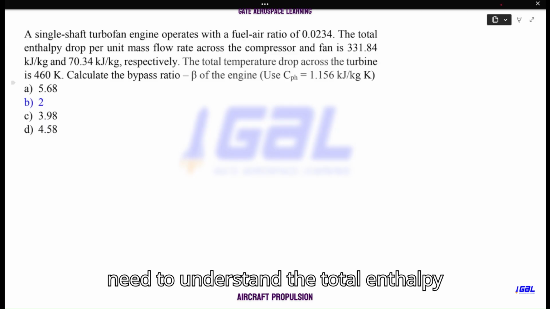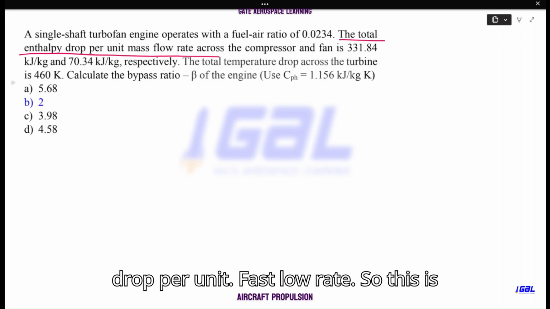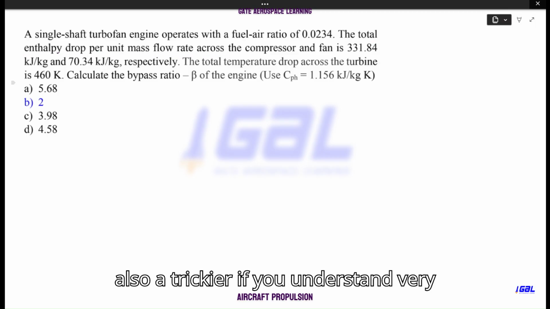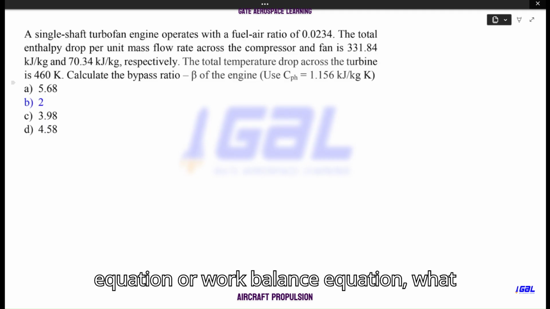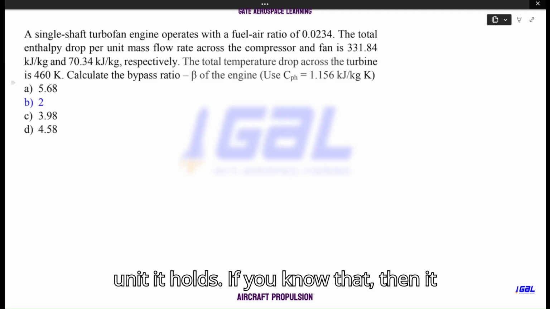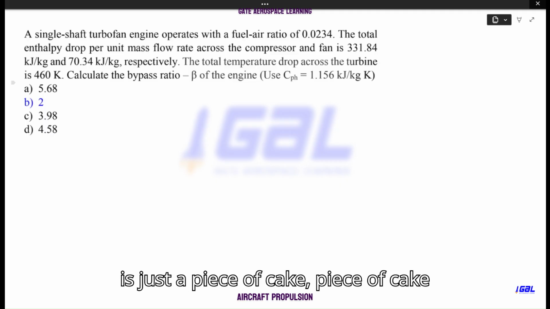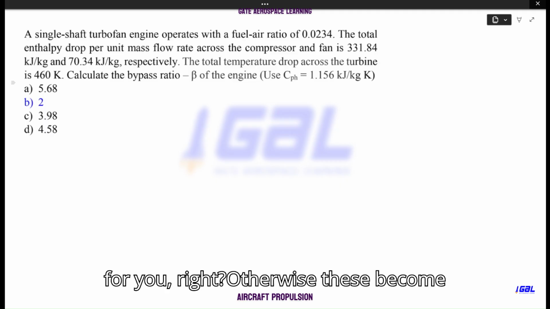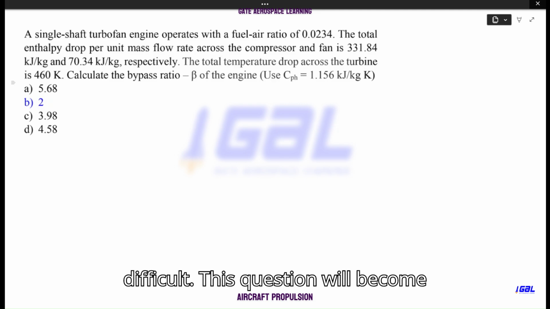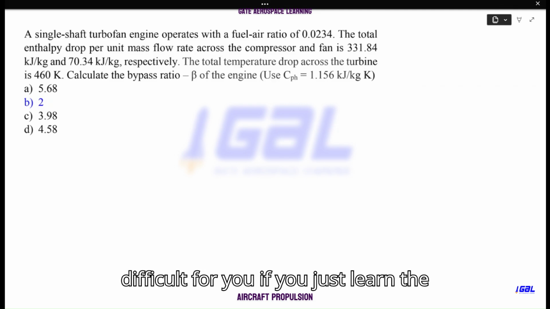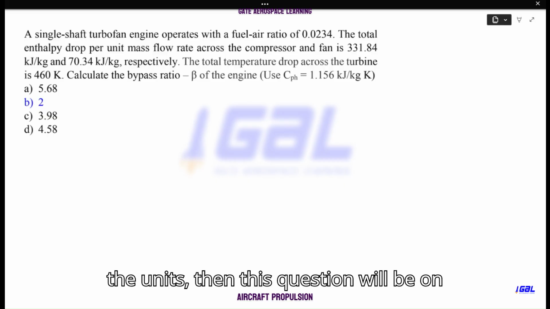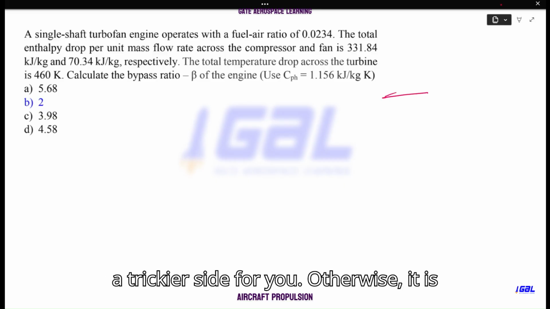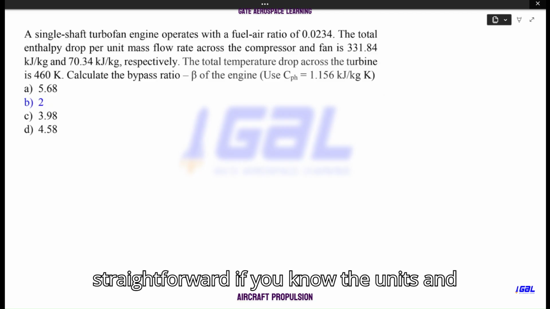So you need to understand the total enthalpy drop per unit mass flow rate. So this is also a trickier part. If you understand very well unit wise, the enthalpy balance equation or work balance equation, what unit it holds, then it is just a piece of cake for you. Otherwise this question will become difficult for you if you just learn the formula, and if you don't know the units, then this question will be on a trickier side. Otherwise it is straightforward if you know the units and basics.